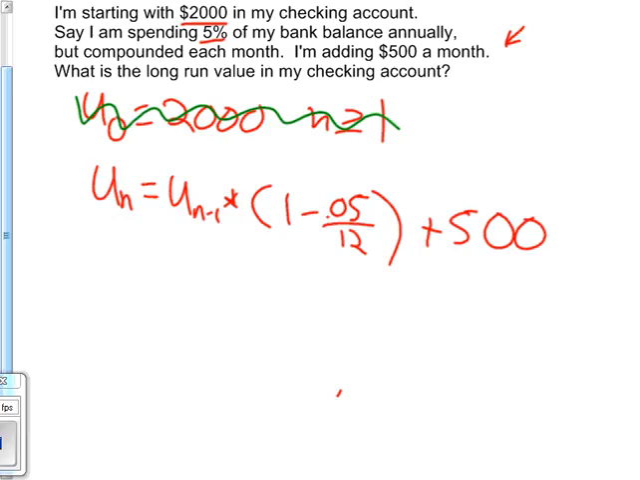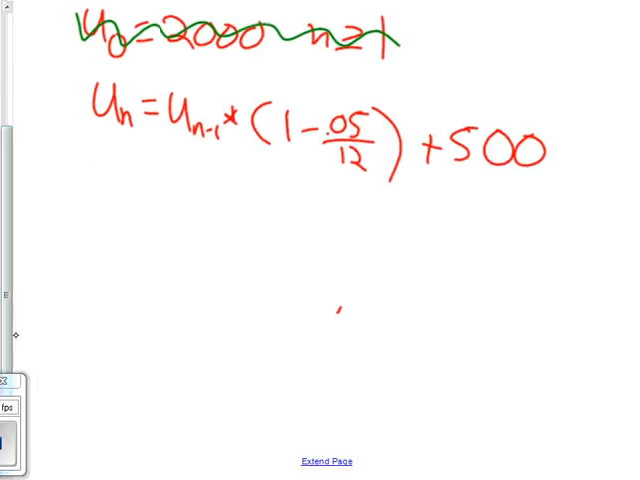Pause the video. All right, so what do people get for the long run value? What do we get for the long run value of this problem here? I guess I should ask, what's our first step in identifying what the long run value is with this problem?